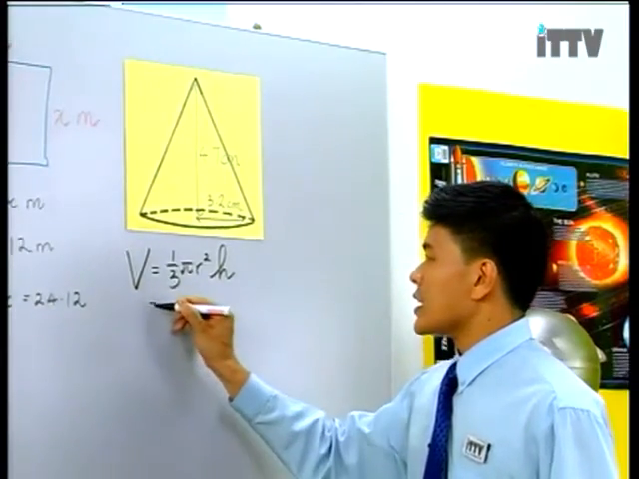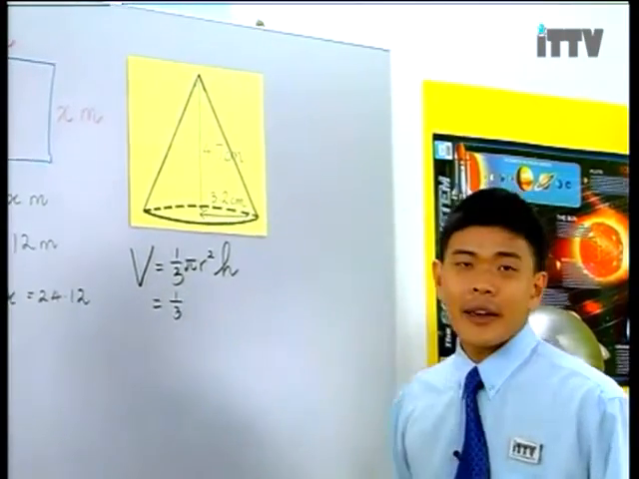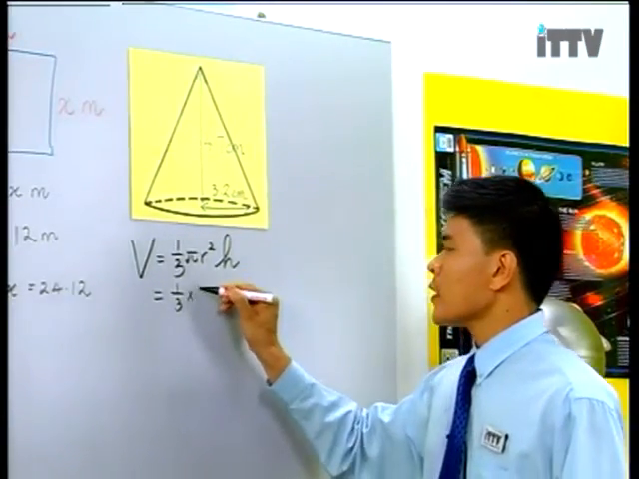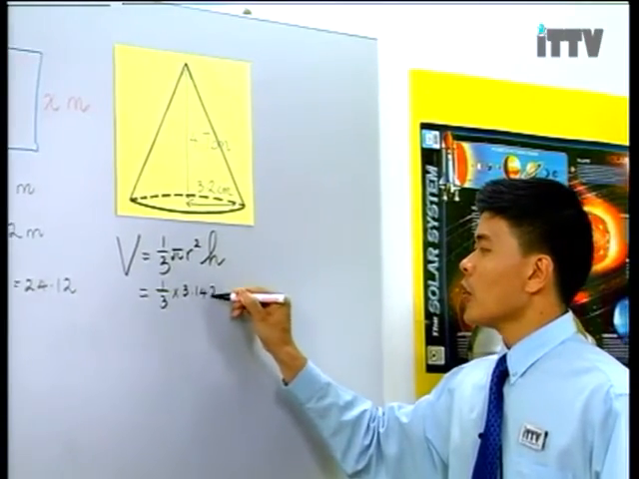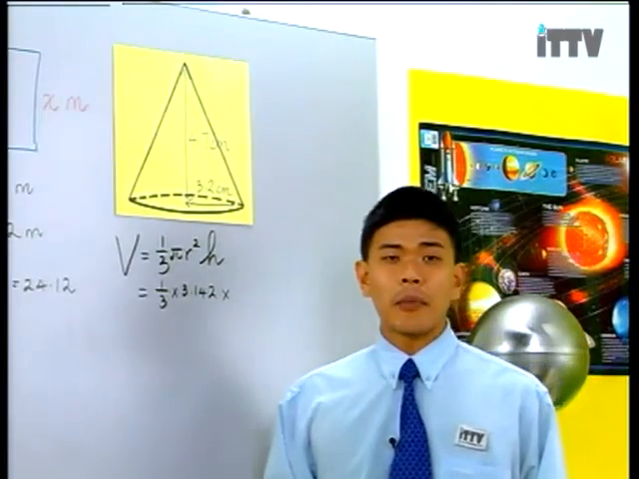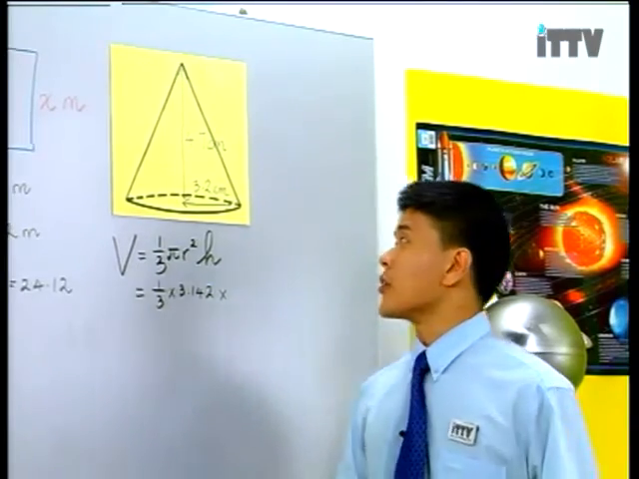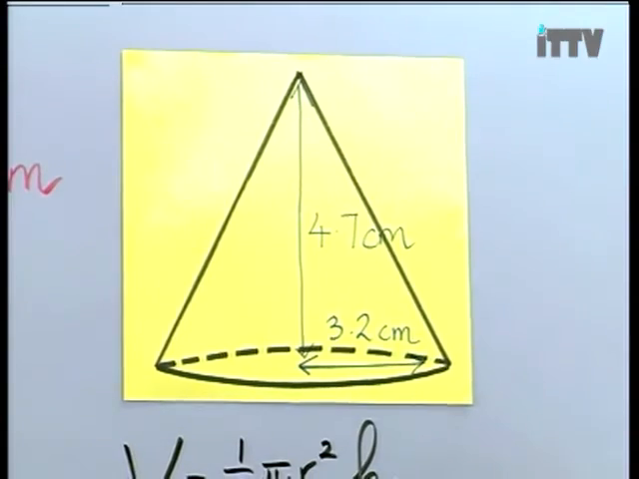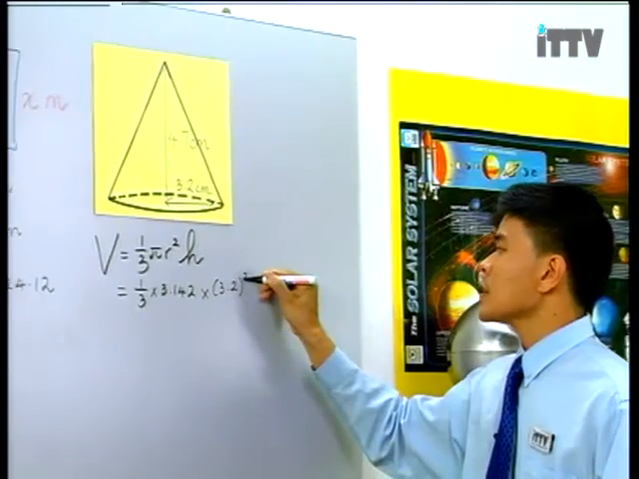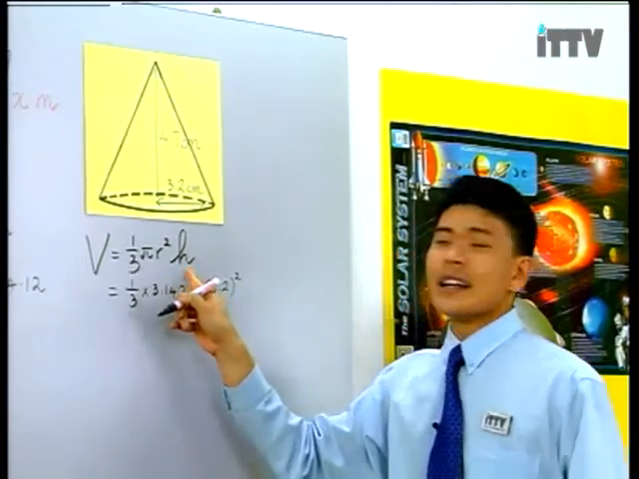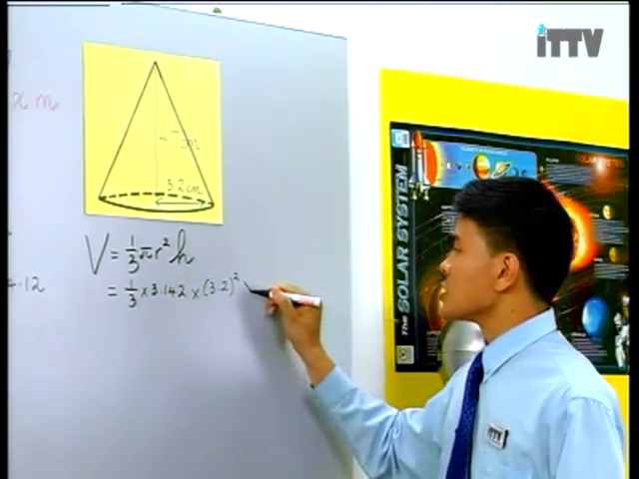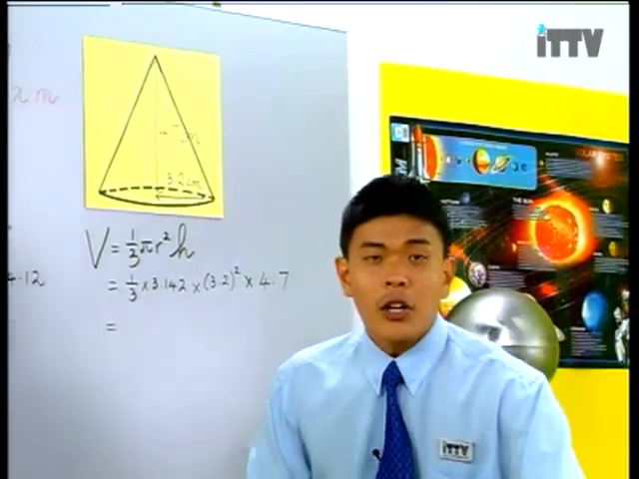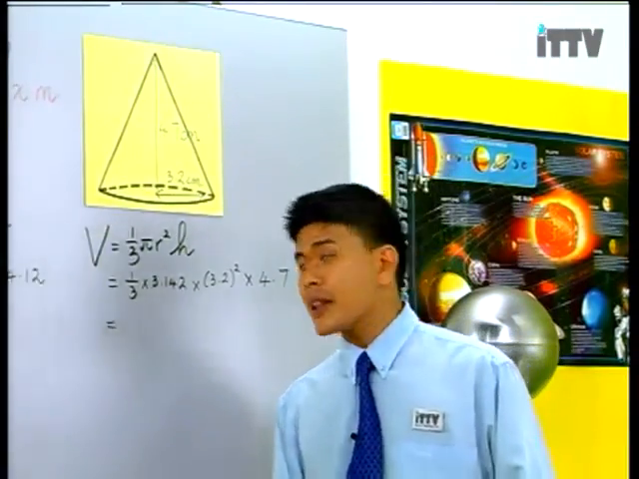And what is the value of pi? From the question, assuming that pi is 3.142, multiplied by the square of the radius. And the radius is 3.2 cm, hence the square will be 3.2 square, and lastly, the height of the cone, which is 4.7. Please use your calculator now to find the volume of water that can be taken by this cone.